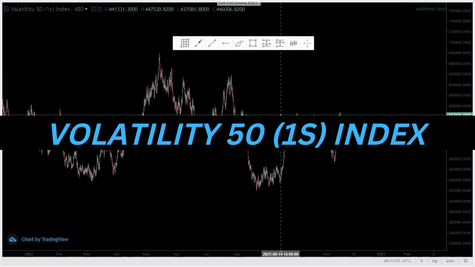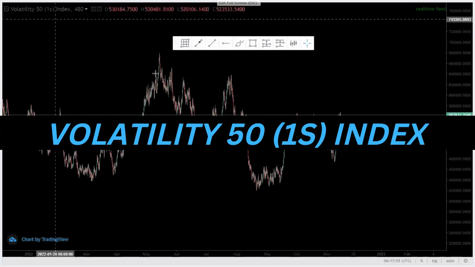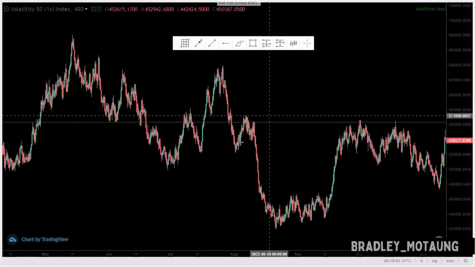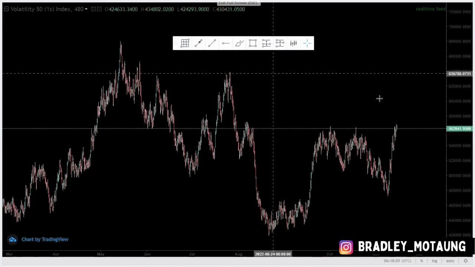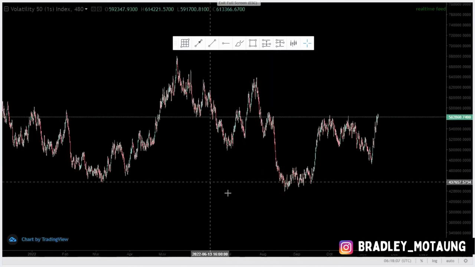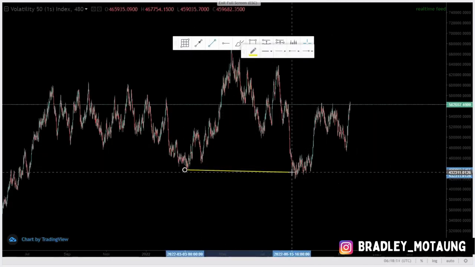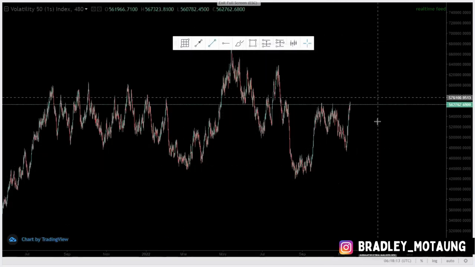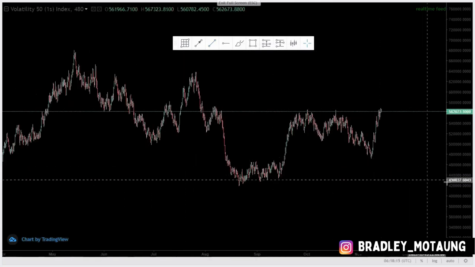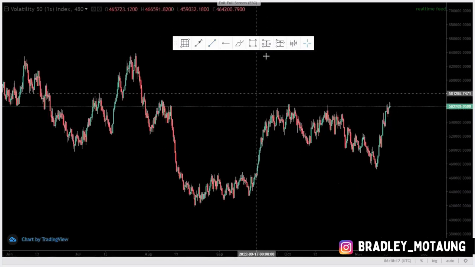So in this video, we're looking at Volatility 51S on the 8-hour chart. We are looking at the overall move, which is to the downside. And then we broke structure around this area here. This is where we broke structure, and then we are looking for further continuations to the downside.